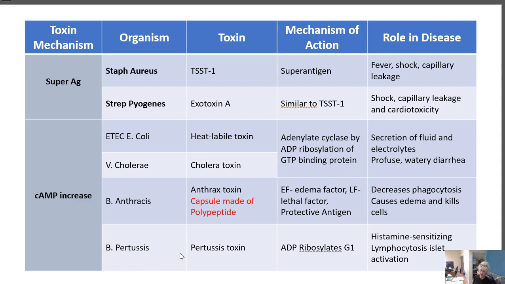Pertussis is also, if you recall, a vaccination that children get. The pertussis toxin also ADP ribosylates protein Gi, and it releases a histamine sensitizing lymphocytosis islet cell activation. So lymphocytosis, lots of lymphocytes.